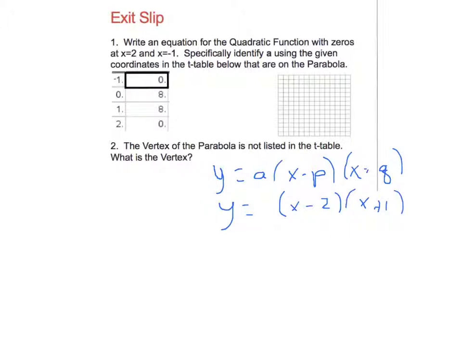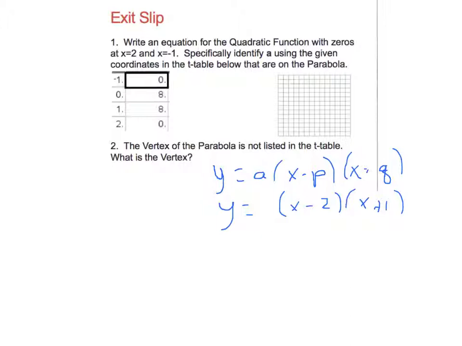However, some students just left a as an understood 1, and in this specific example, you can't just say that a is positive because they didn't tell you if it was going upward, or a is negative because they didn't tell you it was going downward. So you have to use another point out of the table.